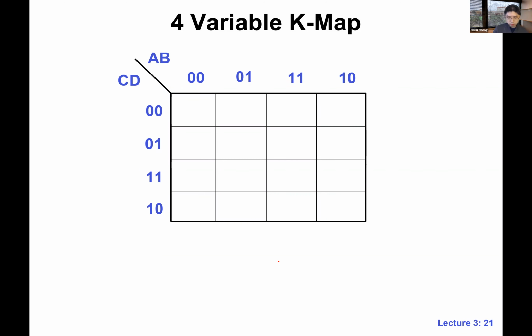It's very similar to the 3-input one. We also have this kind of sequence. For the rows, you have 4 inputs. But in this case, we have 2 variables per dimension: AB for columns and CD for rows.